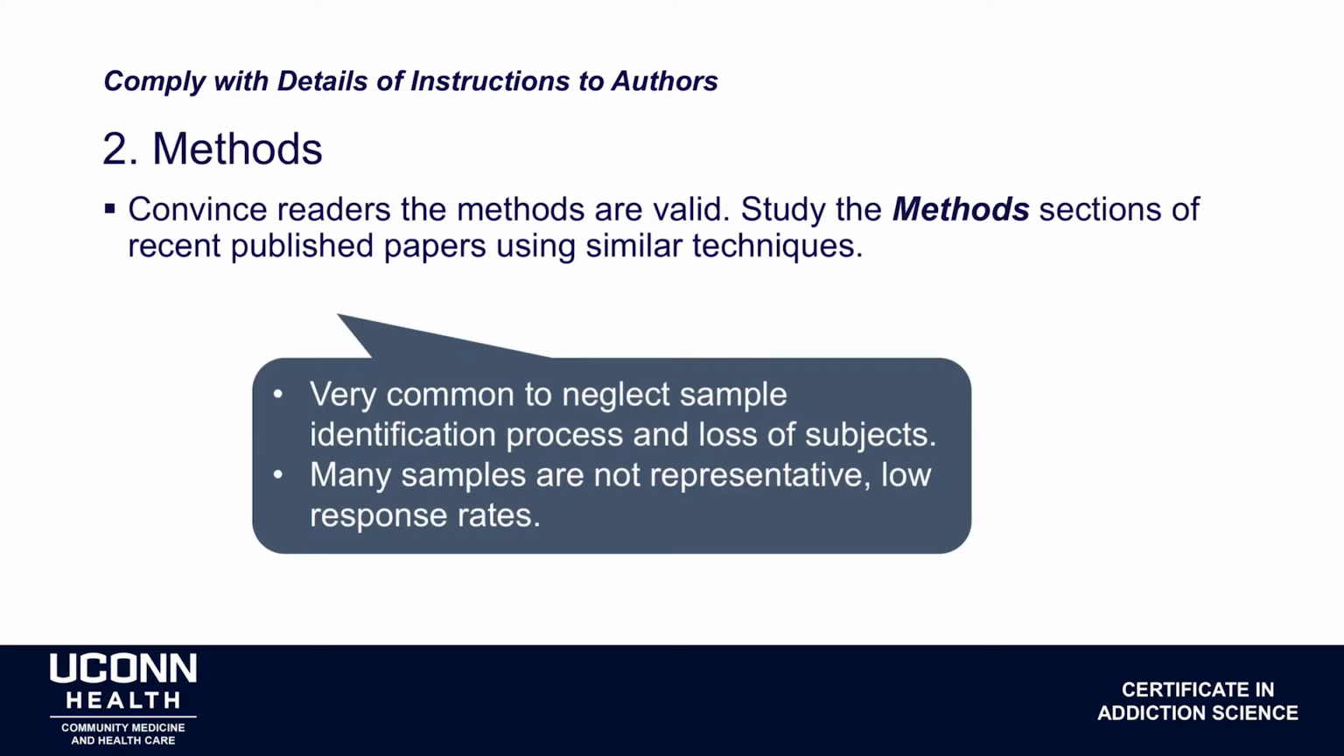The methods section is another area where authors lose points. You need to convince your readers and your reviewers that the methods are valid. That means not just saying you used questions to measure this variable or that variable. You need to refer to standardized measurement instruments. You need, if you're using self-report measures, to establish the reliability and the validity of those particular instruments through appropriate citations and published papers.